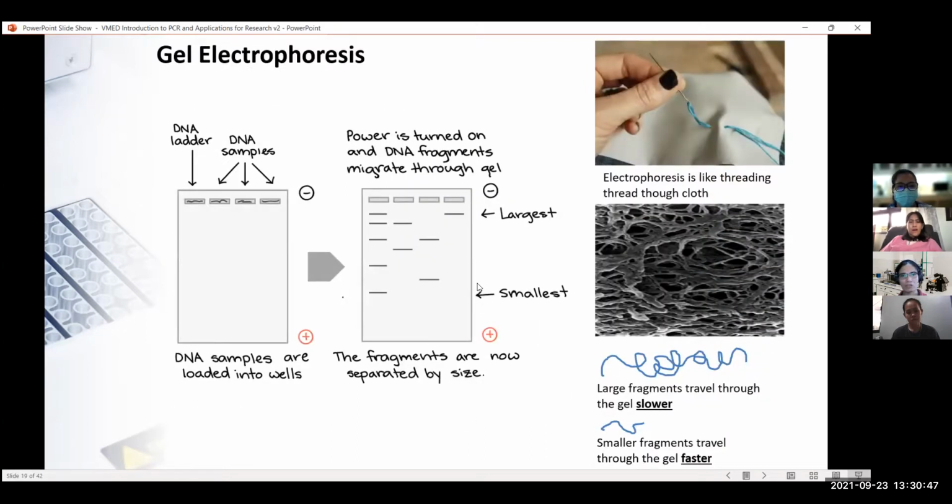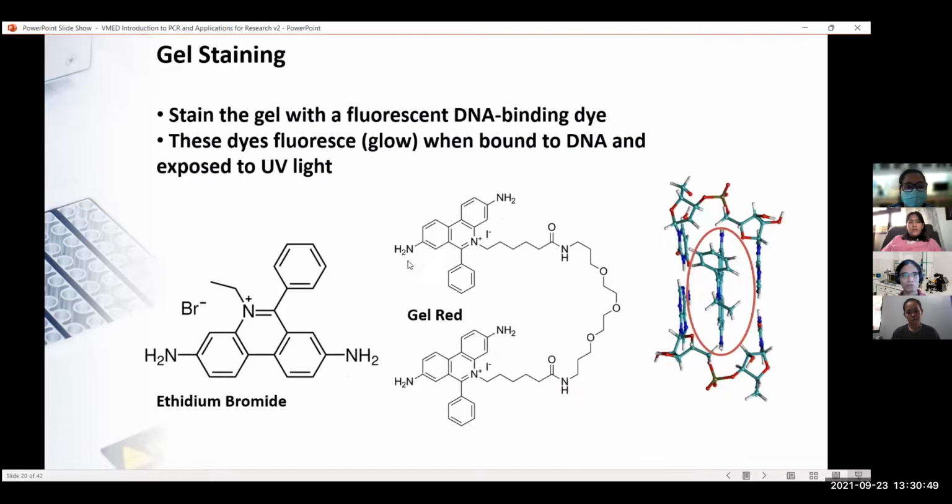But then again, you can't see the DNA. So what you do is stain the gel, using a fluorescent DNA binding dye. These dyes fluoresce or glow when bound to DNA and exposed to UV light. You will encounter chemicals like ethidium bromide or gel red.